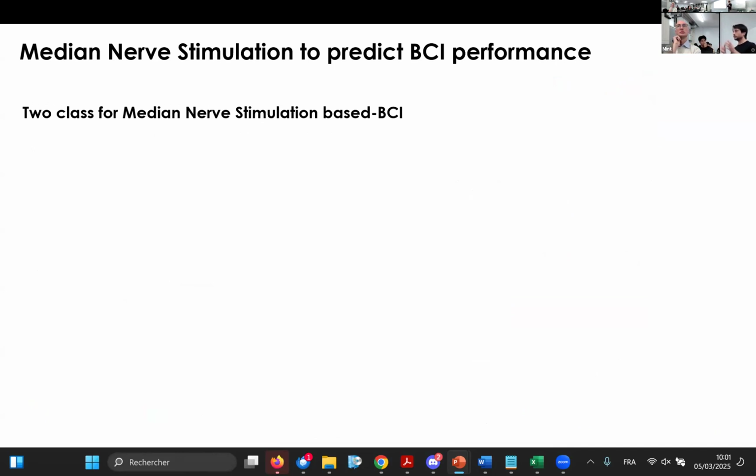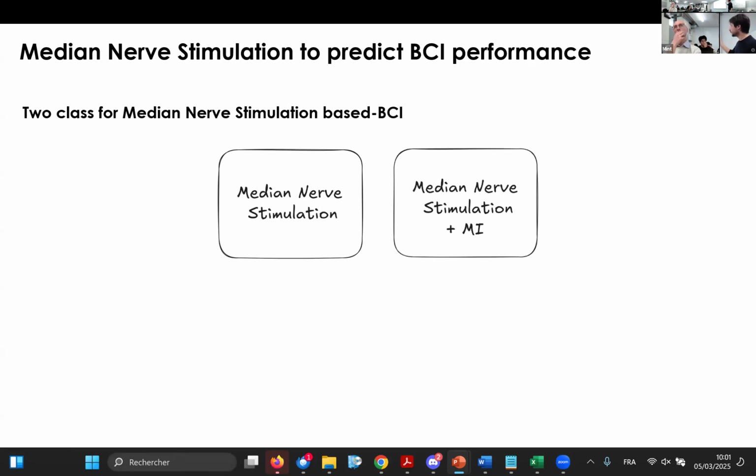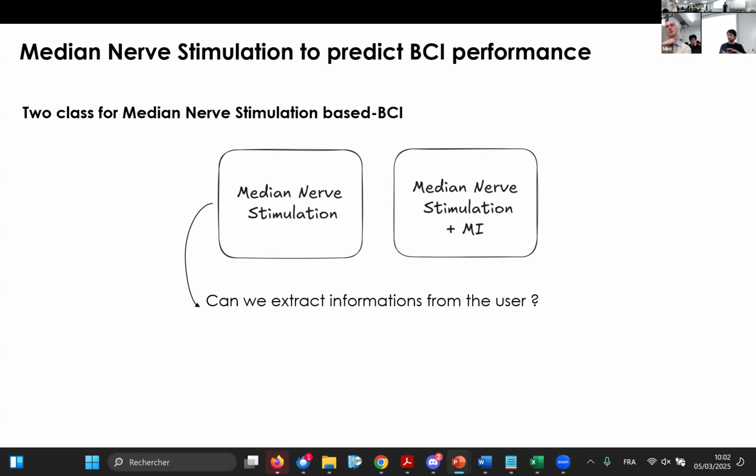So if you use brain-computer interface based on median nerve stimulation, at the end you will have two different classes. So first, median nerve stimulation alone, corresponding more to resting state in a classical BCI. And the second class is median nerve stimulation during the motor imagery class. The question I will ask today is, can we extract some information from the user considering just this class of passive stimulation of median nerve?